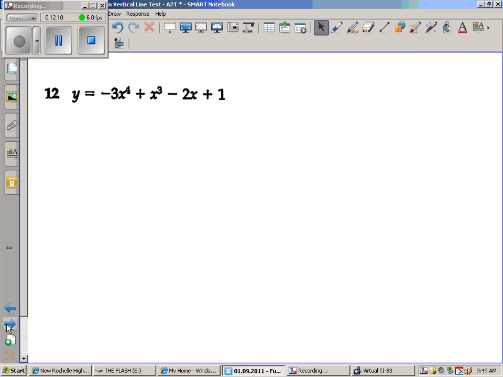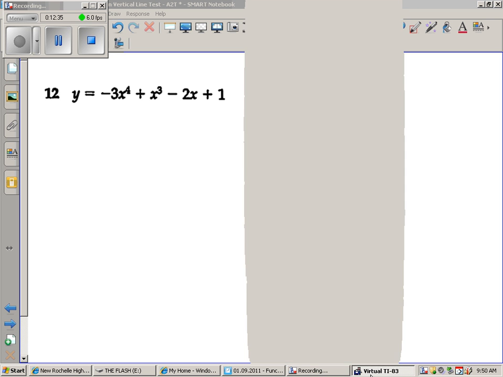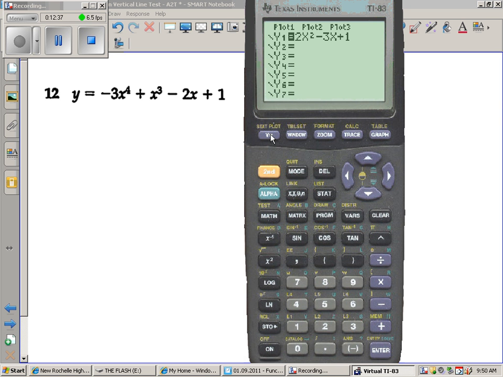Now let's deal with 12. Remember, we talked about even and odd powered functions, right? What's this thing look like? Does anybody remember? It's either U-shaped or S-shaped. What do you think? It's a really ugly U. The higher the power it starts with, the more bends in the middle of the U.